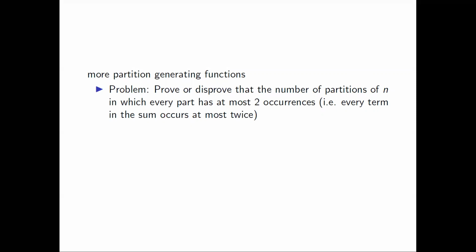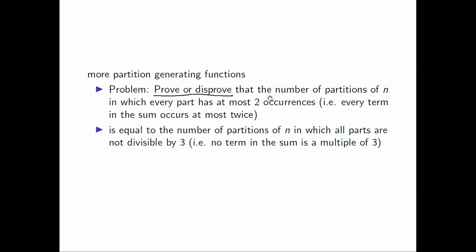So see if you can prove or disprove that the number of partitions of n in which every part has at most 2 occurrences. In other words, every term in the sum occurs at most twice. And the claim, which might be true or false, because I said, again, prove or disprove, is that this set of partitions, the partitions of n in which every part has at most 2 occurrences, has the same size as the set of partitions in which all parts are not divisible by 3.